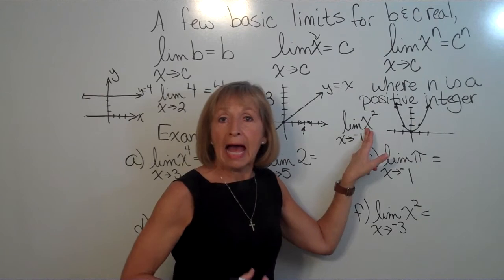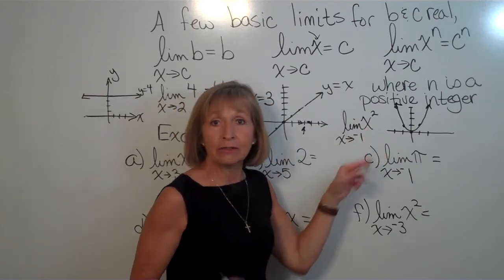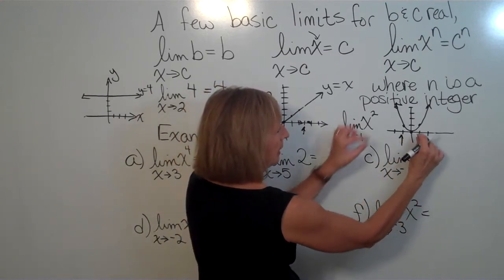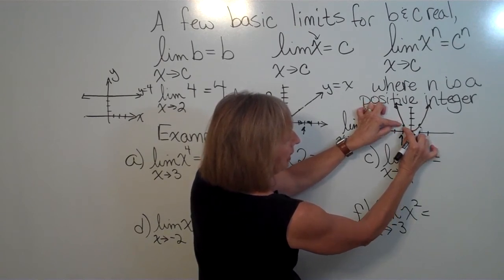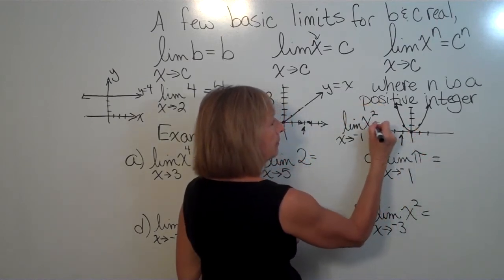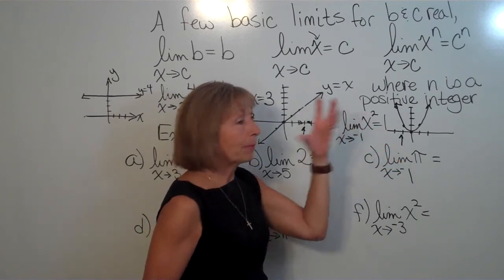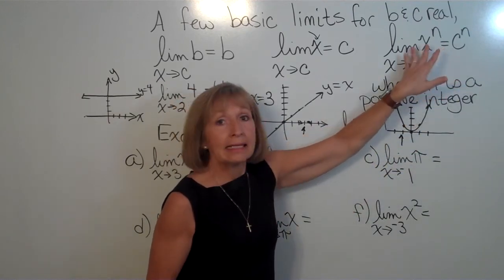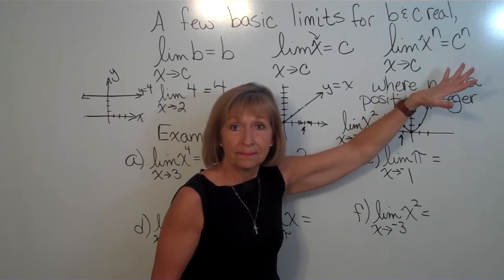And we want to know what the outputs of this function are approaching as x approaches negative 1 from both sides. So here's my x value of negative 1. And as I follow the curve and look at what the y outputs are approaching as x approaches negative 1, they are approaching a y output of positive 1. Now, where did the positive 1 come from? It came from negative 1 quantity squared. So that's why this is saying that the limit as x approaches c of x to the n is equal to c to the n.